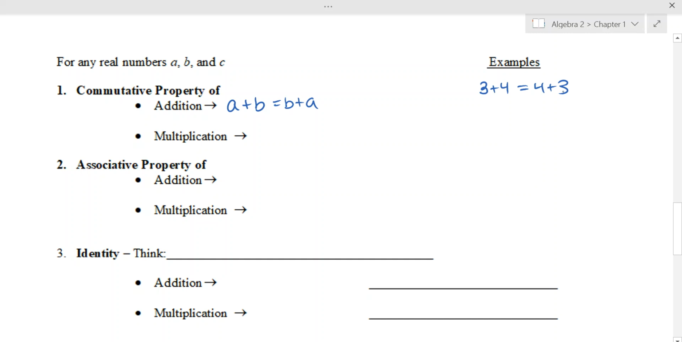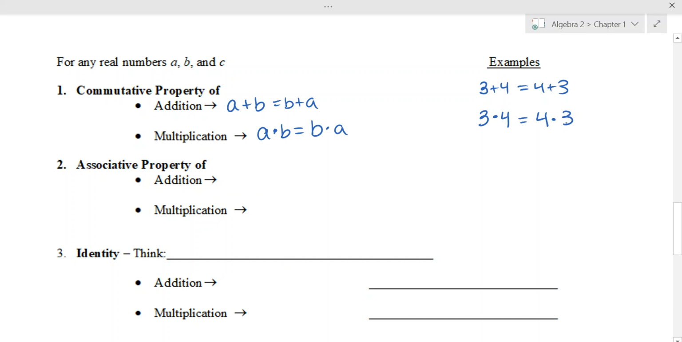And again, when you commute, you kind of rearrange. You go from point A to point B and then back from point B to point A. So the order changes. That's what you want to think about. Commutative property of multiplication is very similar. If we have A times B, it's the same thing as B times A. If we had 3 times 4, that's the same thing as 4 times 3.